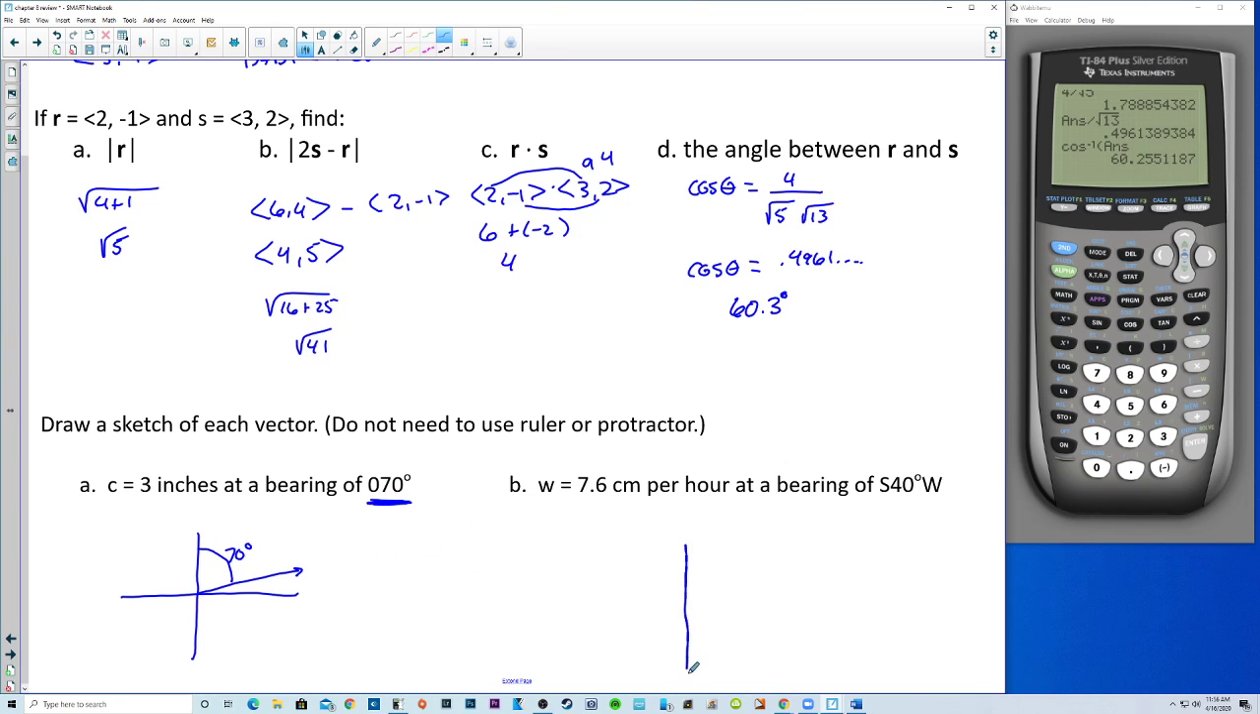7.6 centimeters per hour at a bearing of south 40 degrees west. So 40 degrees west on the west side of south. West side of south. So then this would be right here. This is the 40 degrees.